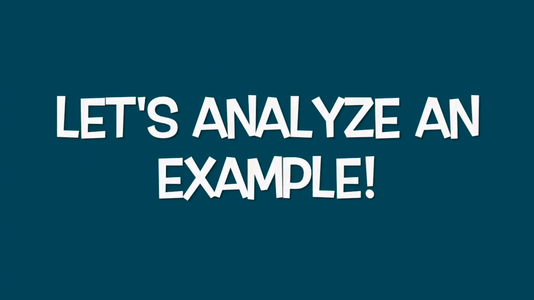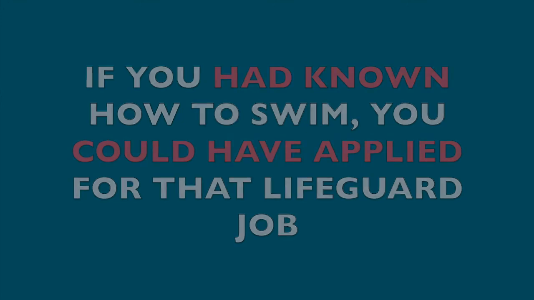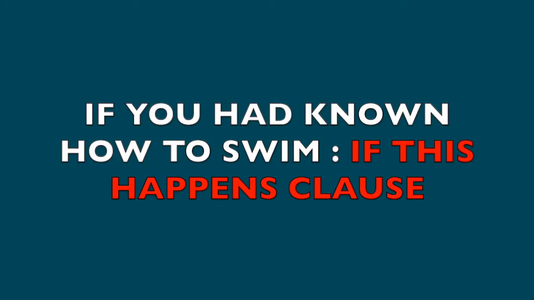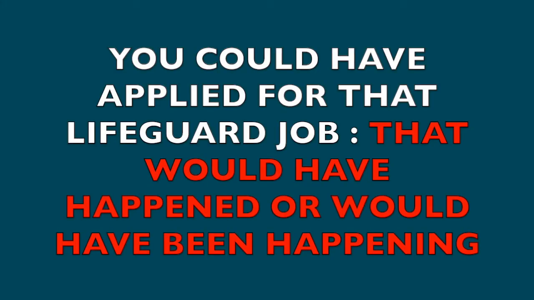Let's analyze that last example. The sentence: if you had known how to swim, you could have applied for that lifeguard job. We can separate the sentence into two parts. The first one being, if you had known how to swim, this is the if this happens clause, or the if clause, the condition. And the second part of the sentence is, you could have applied for that lifeguard job. This is the that thing would have happened or would have been happening clause, or the main clause, the result.